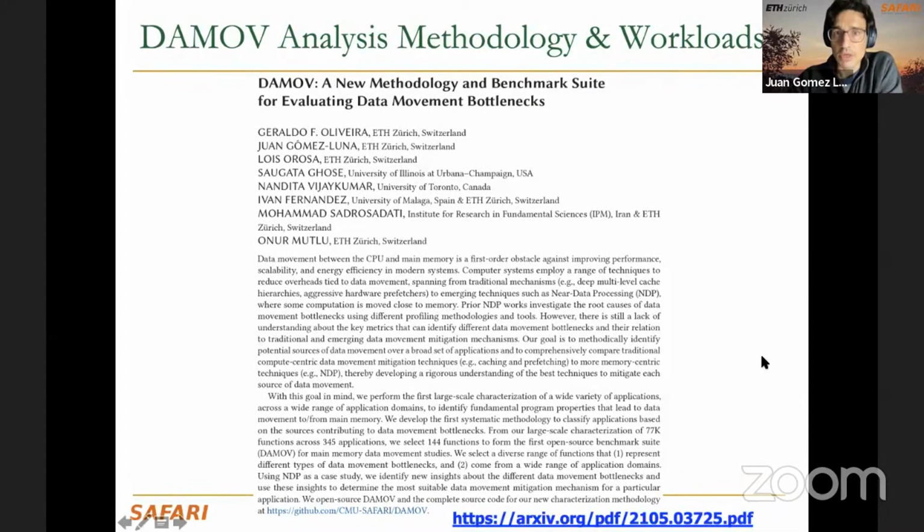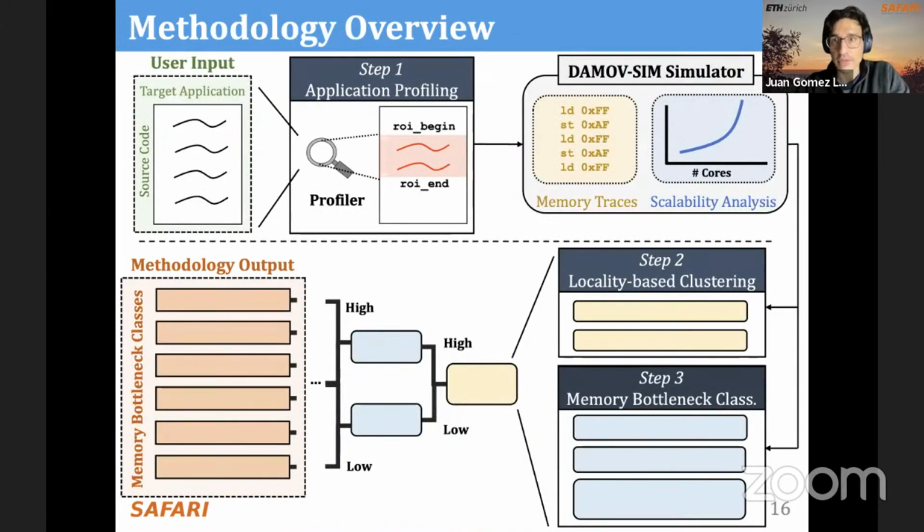But as I said, these are not the only benchmarks that we have developed. We also presented in this course the DAMOV work, a new methodology and benchmark suite for evaluating data movement bottlenecks. And here it's not only the methodology to characterize the bottlenecks, and remember that we found 6 different classes of bottlenecks. Some of them can be very much alleviated by using processing in memory capabilities, but in some cases it depends on the specific workload.